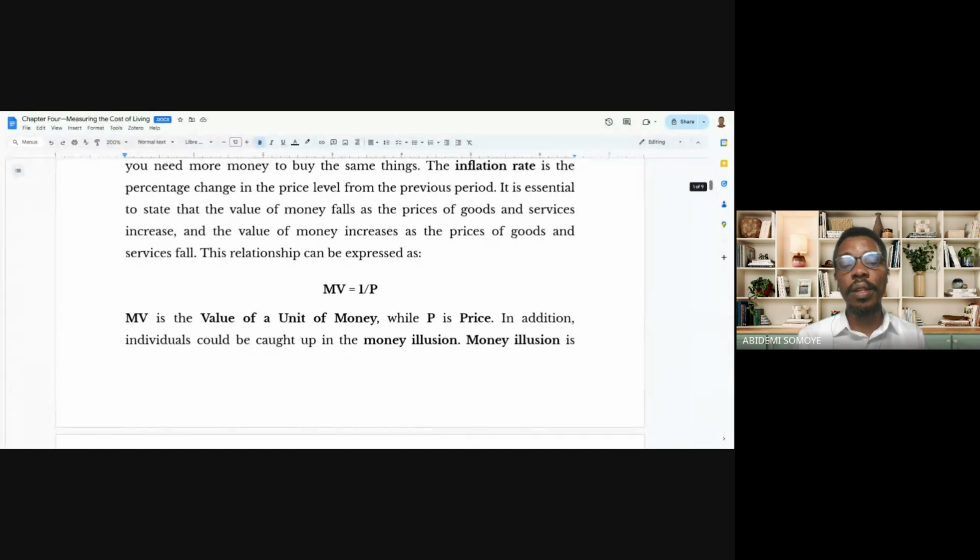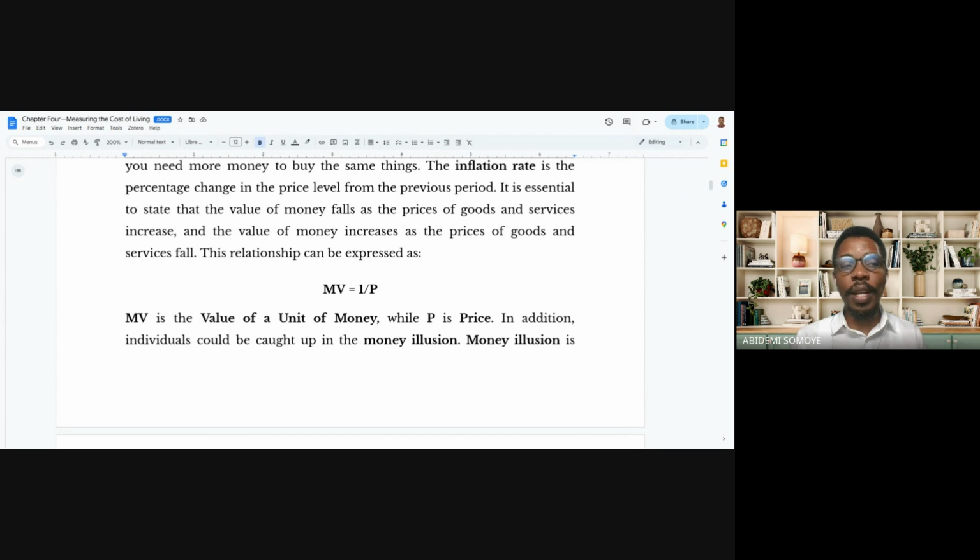In addition, individuals could be caught up in what we call the money illusion. What is money illusion? Money illusion is when you take a look at the quantity of money that you have. Let's say you have about $10,000 in your bank account. Money illusion is when you are just focusing on the $10,000 you have in your bank account rather than focusing on what that $10,000 could buy, especially if you live in a country where the value of your money drops from time to time.